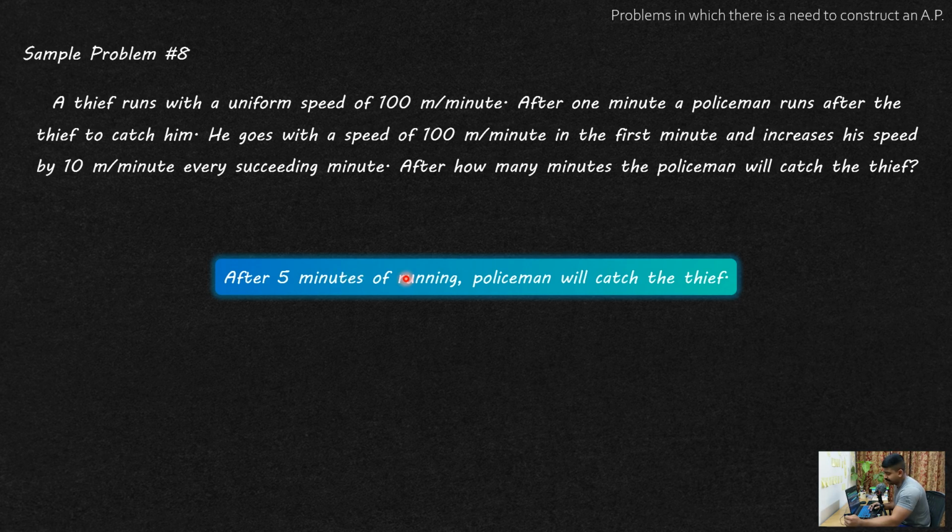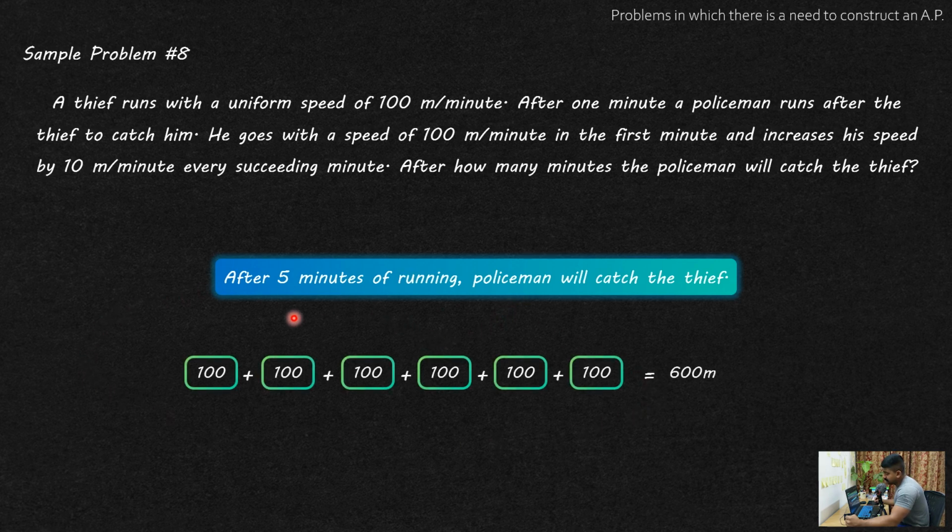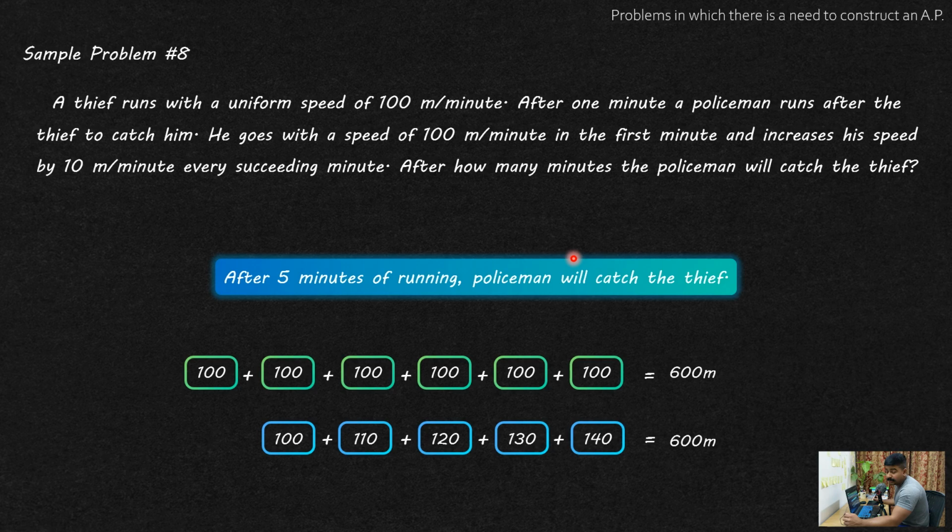Now let us check our answer. For the thief, the value of n was equal to 6. So we had 6 terms in this AP and every term was the same, that is 100. So the sum of all these terms is equal to 600. Whereas for the AP belonging to the policeman, m was equal to 5. So we have 5 terms in this AP, 100, 110, 120, 130, 140. And the sum of all these 5 terms is equal to 600 also. So again, we have cross-checked our answer and this is our final result.